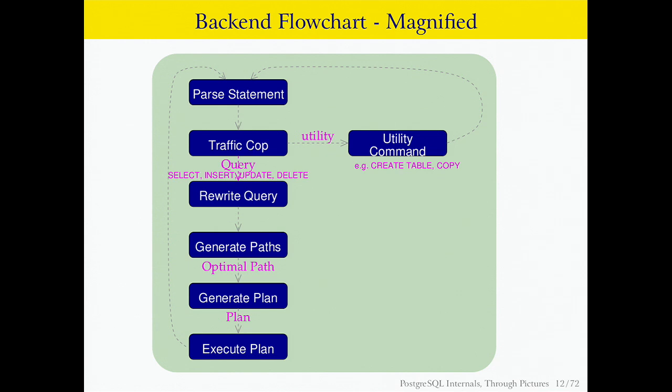Then it goes into the optimizer, which is actually two parts. There's one part that actually generates all the possible paths that can access this data. And then the cheapest path is chosen, and we generate something called a plan, and the plan is then fed into the executor. The executor executes the query, and then we go back to the parser again. So you can see it's a very serially oriented, go from one step to another type of process.